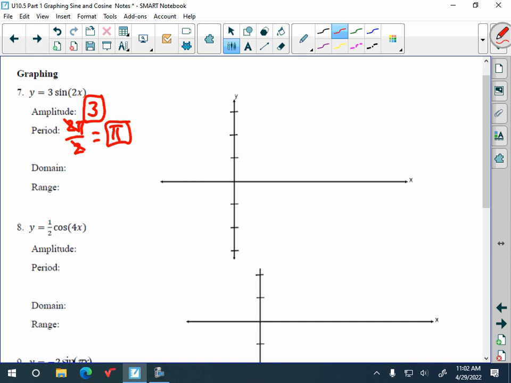All right, so the way that you start graphing is you're going to always count out 4 tick marks to the right. Okay, it's always 4. And that 4th one you're going to always label as your period. So whatever your period answer is, that's the 4th tick mark's value. So in this case, it's pi.